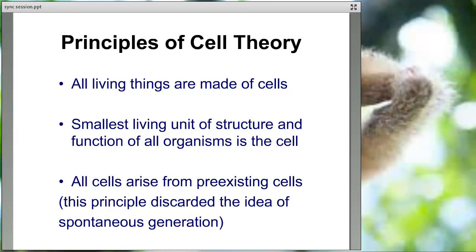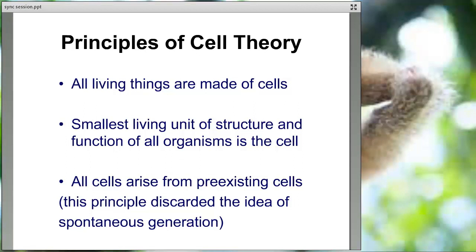So, principles of cell theory, we have 3 parts of the cell theory. The first is that all living things are made up of cells. The second is that the smallest living unit of structure and function of all organisms is the cell. We already talked about that. Once we get smaller than the cell, it's not considered life. And the third is that all cells arise from pre-existing cells.